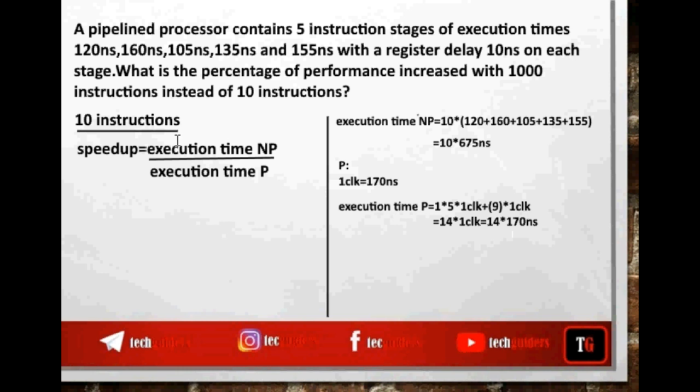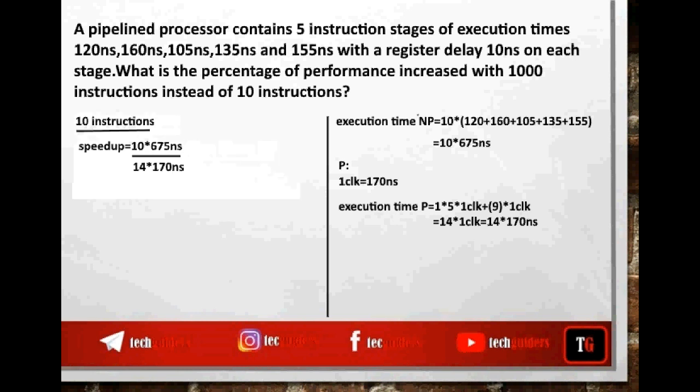Now what is the speedup for these 10 instructions in the pipelined approach compared to the non-pipelined approach? Execution time of the non-pipelined approach divided by the execution time of the pipelined approach: 10 into 675 divided by 14 into 170. The answer is 2.836. So this is the performance achieved for 10 instructions with respect to speedup. Now we should calculate the performance achieved for 1000 instructions with respect to speedup.